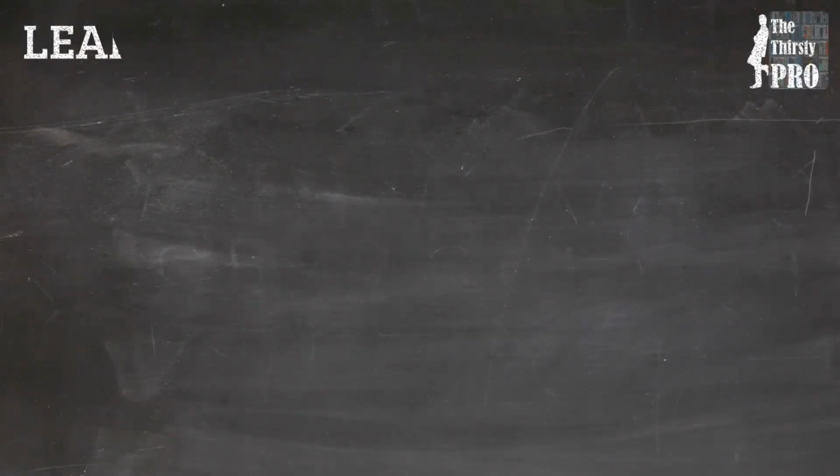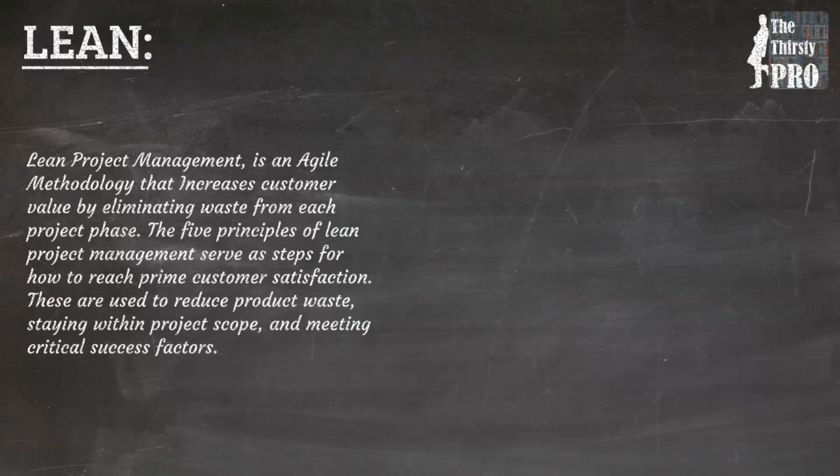Next in the list is Lean Project Management Methodology. Lean Project Management is an agile methodology that increases customer value by eliminating waste from each project phase. The 5 principles of Lean Project Management serve as steps for how to reach prime customer satisfaction. These are used to reduce product waste, stay within project scope, and meet critical success factors.